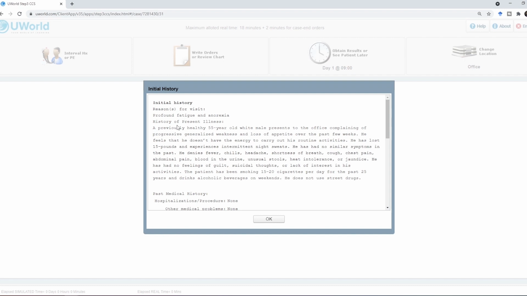And we go to the initial history. The patient is 55 years old, presenting to the office with progressive generalized weakness and loss of appetite over the past few weeks. So we can see that the patient is suffering from fatigue and loss of appetite that has been going on for a few weeks. It's not something that happened over the last few days. He feels that he doesn't have the energy to carry out his routine activities. So start thinking of what could be the cause of this patient's symptoms.